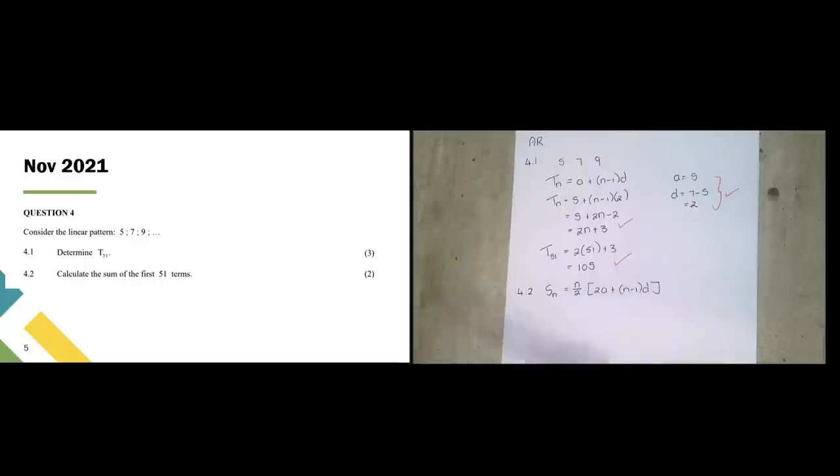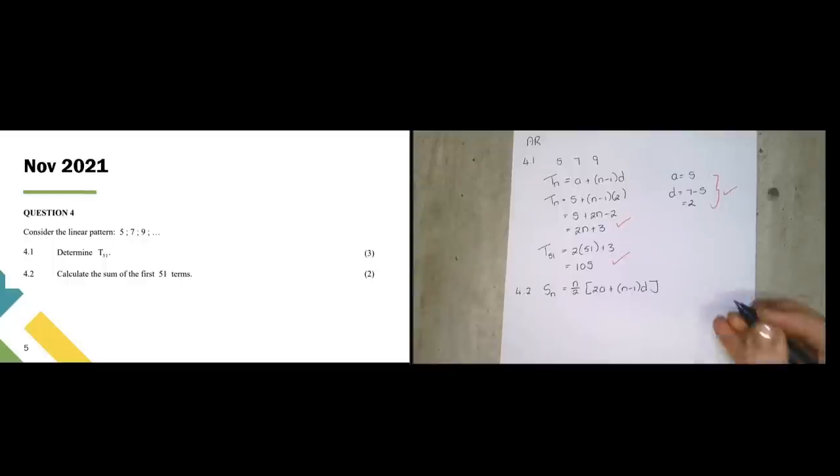Write down your shopping list on the side. What do you know? Do I know A? Yes, A is 5. Do I know D? Yes, D is 2. How many terms are they asking for? N is 51. Grade 12s, remember, if you substitute into the wrong formula, you don't get any marks. So please show your values on the side.